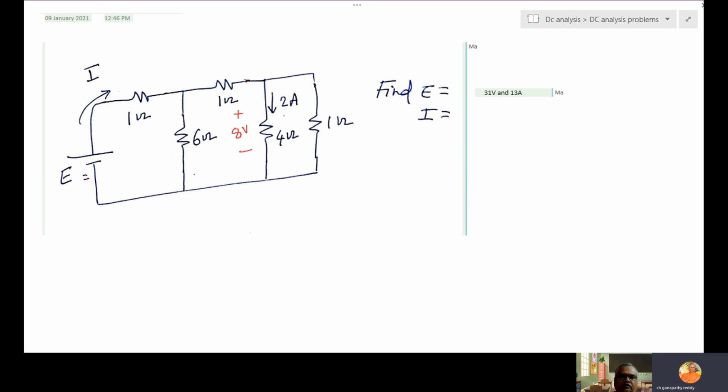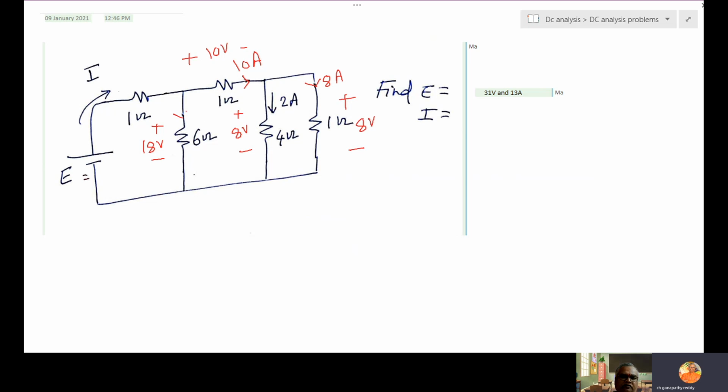Na? These two parallel, voltage here also 8 volts. 8 volts by 1 ohm is 8 amps. This is 8 amps, this is 2 amps. This current is 10 amps. 10 into 1, 10 volts. 10 volts plus 8 is 18 volts. 10 plus 8, 18, not 10 plus 8 plus 8.